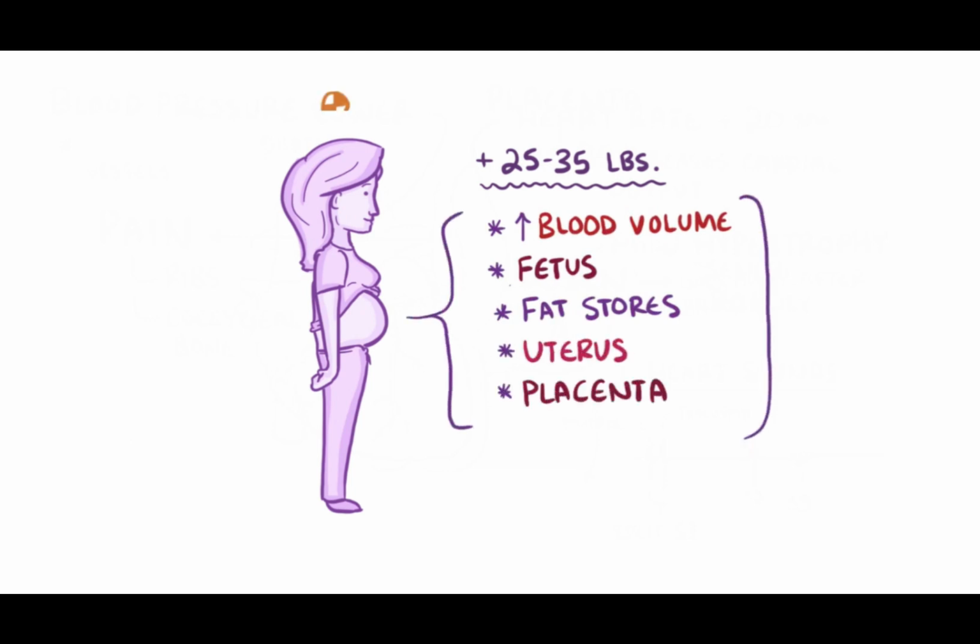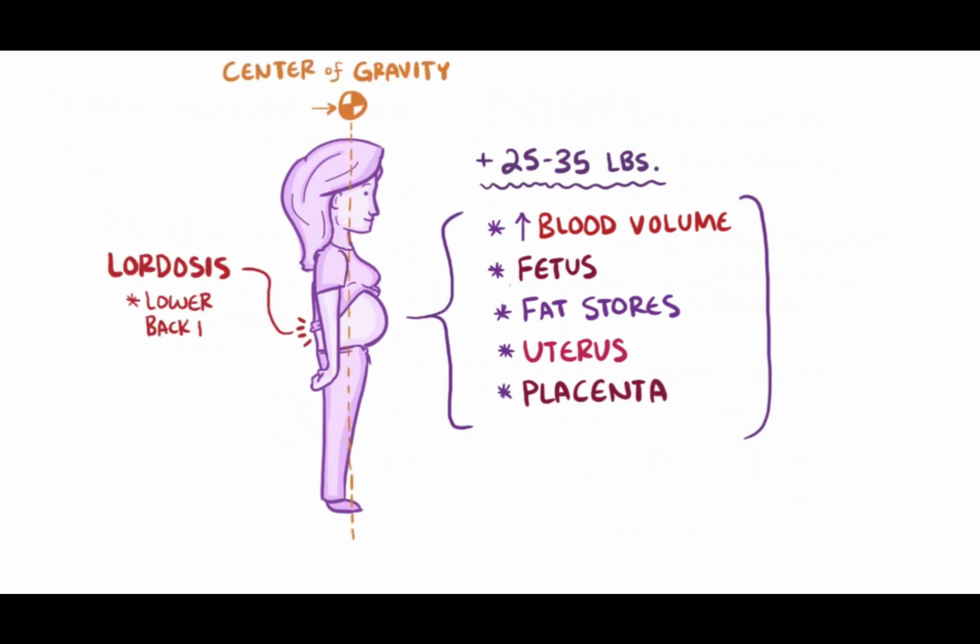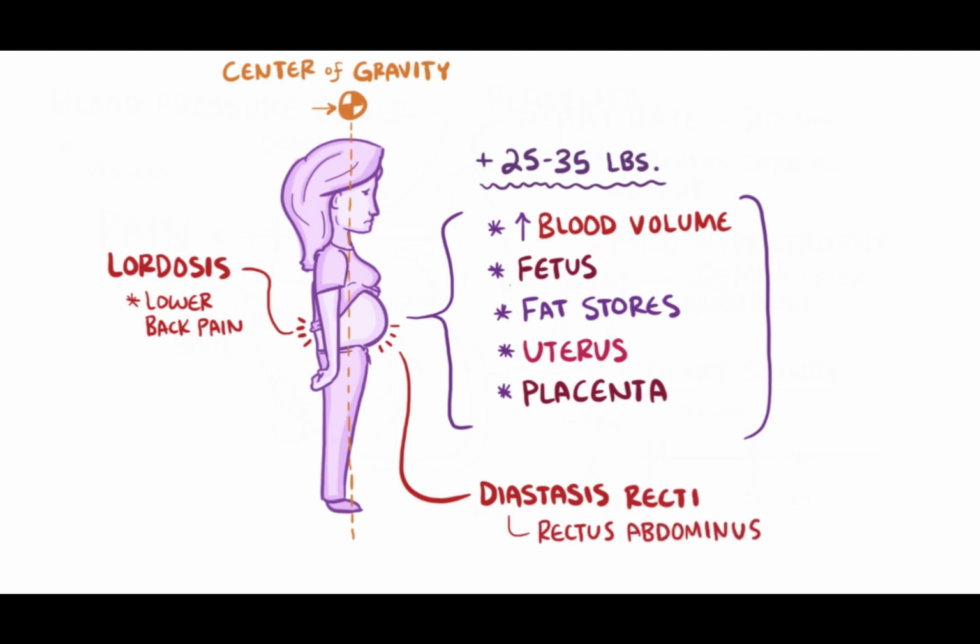The extra weight and the forward shift in the center of gravity can cause lordosis and lower back pain. Women can also get diastasis recti, which is where the uterus puts direct pressure on the rectus abdominis muscles, making them separate. In general, this pain can make it tough to get a good night's rest.